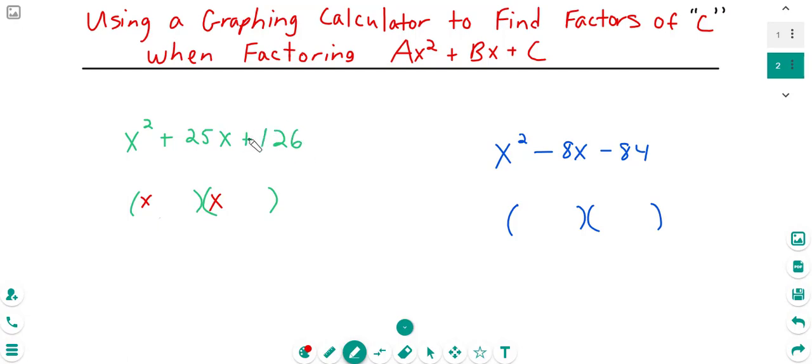Whenever this term is positive, we know both of these signs have to be the same. They have to be whatever this sign is. So if the last term's positive, both signs have to be this. So we can go ahead and put those in.